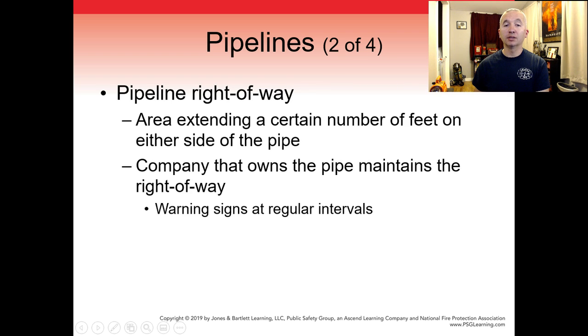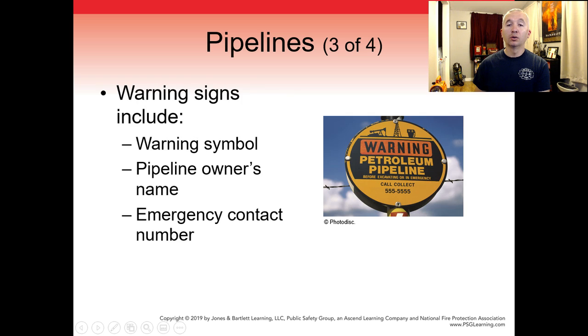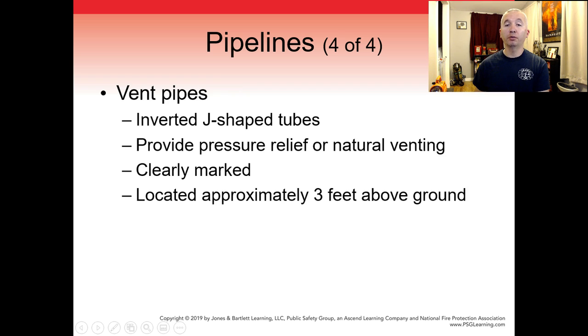Pipeline right-of-way is an area extending a certain number of feet on either side of the pipe. The company that owns that pipe maintains this right-of-way and must place warning signs at regular intervals. Warning signs can include the warning symbol, the pipeline owner's name, even the emergency contact number. And vent pipes are inverted J-shaped tubes which provide pressure relief for natural venting. They're clearly marked and located approximately 3 feet above the ground.